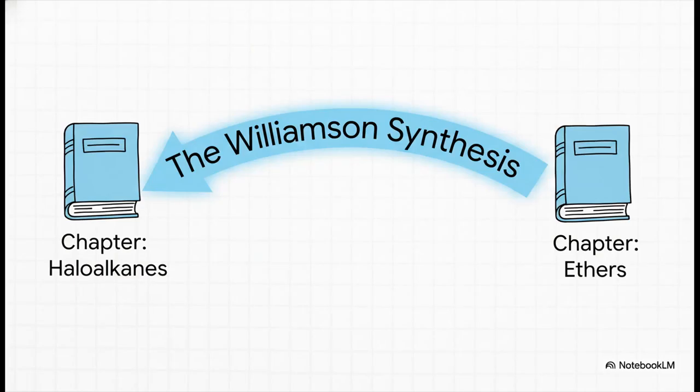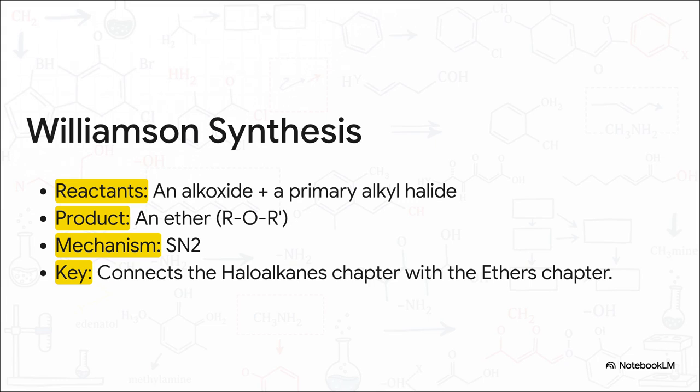Okay, now for ethers. There is one preparation method you absolutely 100% need to know, not just because it's important, but because it's the perfect example of how two different chapters are connected. And here it is, our first huge connection. Just look at the reactants for the Williamson synthesis. It needs an alkyl halide, the star player from our haloalkanes chapter, to create an ether. See? This isn't just some random reaction, it's a bridge. It proves that what you learn in one chapter is literally the building block for the next. They're not separate topics, they are sequential steps.